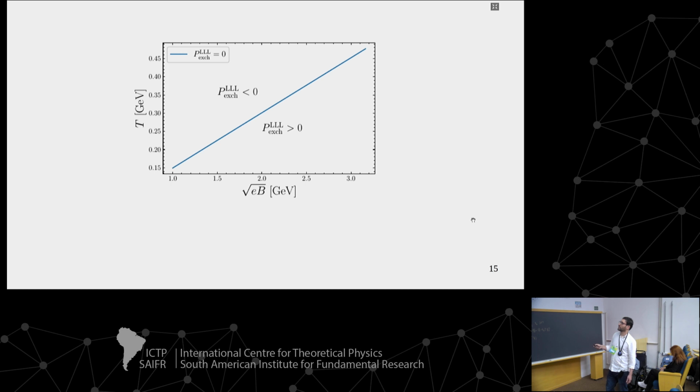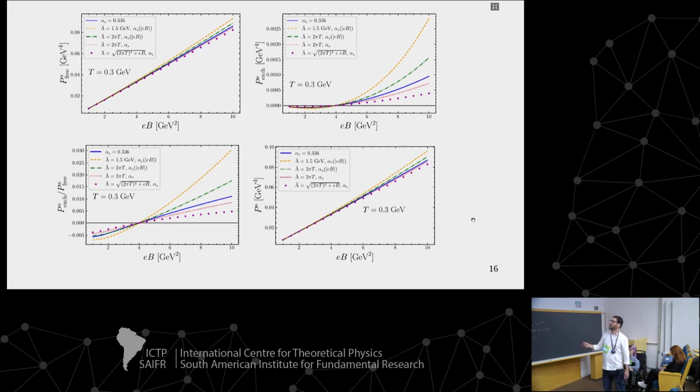So if you choose a magnetic field and increase the temperature, there is going to be a temperature where it becomes 0, and then if you continue increasing the temperature, it changes sign. And finally, I show the pressure depending on the magnetic field for a fixed temperature. As we already saw from the plot before, for higher magnetic fields, the results are going to deviate.